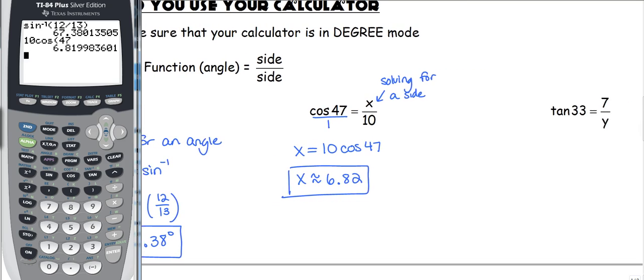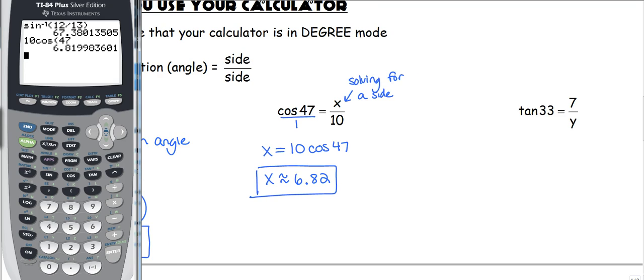So as you approach a problem, you want to ask yourself, am I solving for an angle or am I solving for a side? That will determine whether you're using the regular trig function or the inverse trig function. And if you go back, it's always the trig function of the angle is equal to your ratio of sides. So in this case, once again, we're solving for a side.